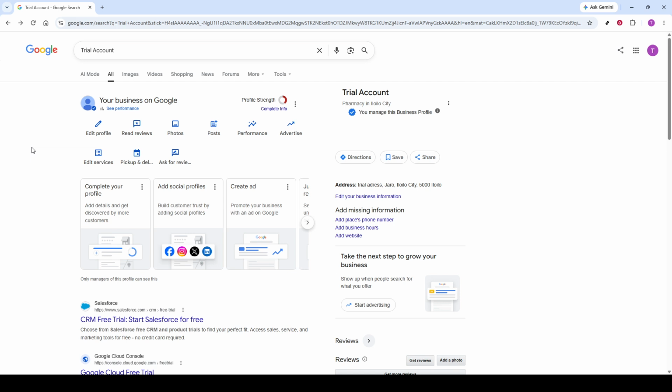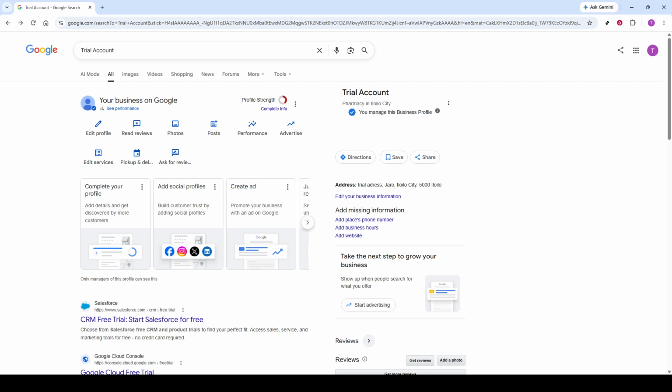Finally, add photos that reflect your real business. Images of your team, storefront, workspace, or completed local projects help create authenticity and trust. They also make your profile more engaging and more useful to people comparing local options.